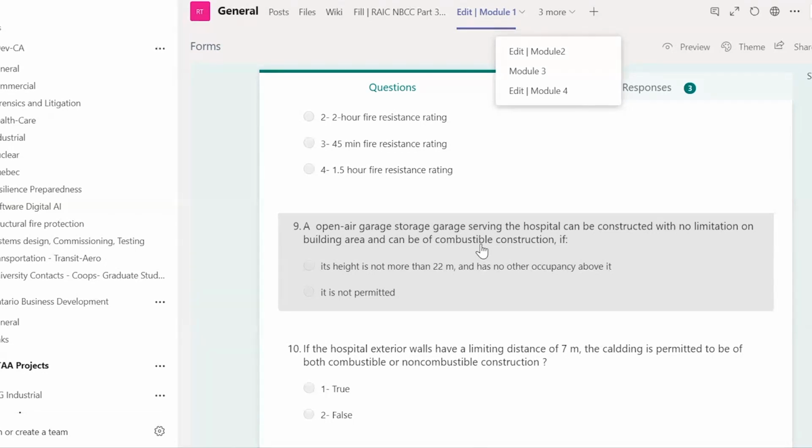So you've got to be careful in terms of the question giving you information, and then the answers giving you two more conditions that apply. And if they don't apply and they're not permitted, then you need to make sure that you go through the allowed construction for storage garages to see what's permitted and what's not. And that's all in Part 3.